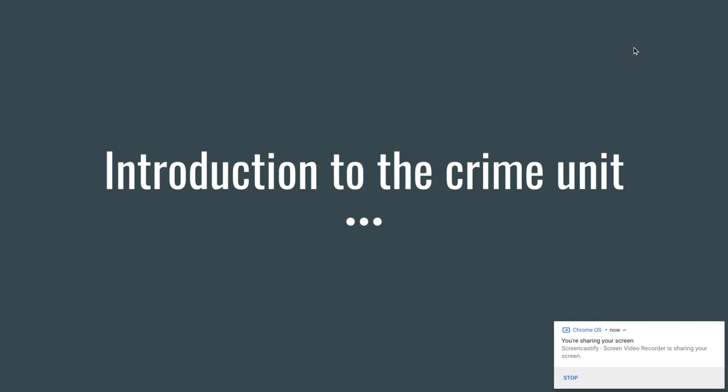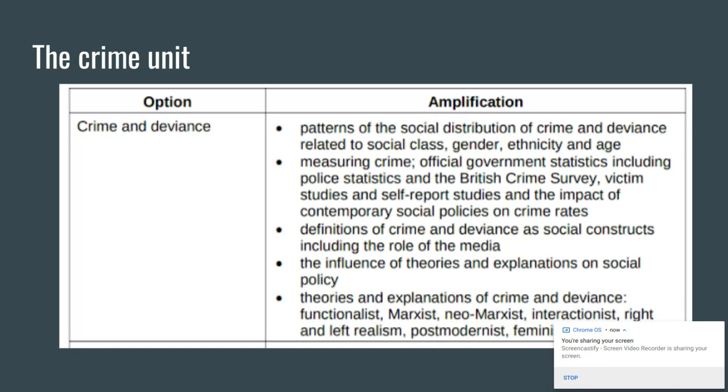So what we thought we'd do this week is introduce the crime unit to you, one of our Year 2 units. So to tell you a bit about the crime unit, the things that we're going to cover: we're going to look at patterns of crime and deviance in regards to social class, gender, ethnicity and age. We're going to look at who's more likely to be criminal, who's more likely to be a victim. And when we're looking at who's more likely to be criminal, we'll ask, are they actually more likely to be criminal? Or is it that they're more likely to be discriminated against by laws, police, and so on?